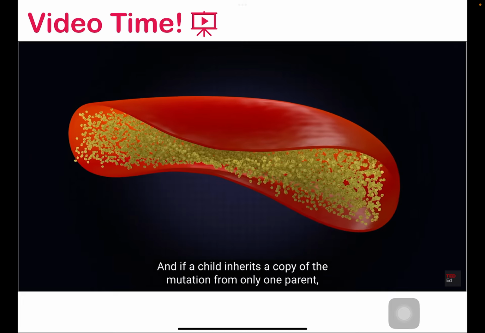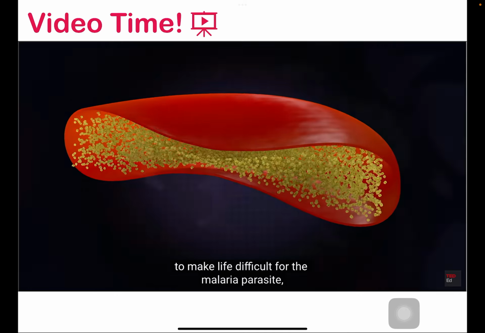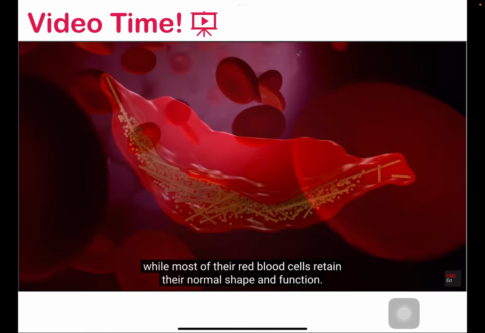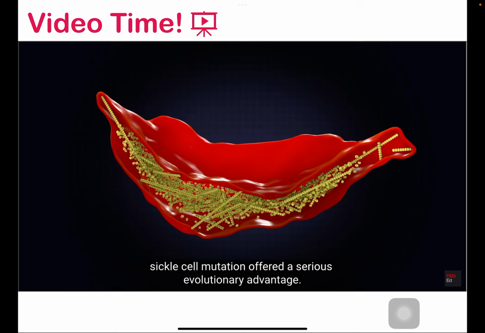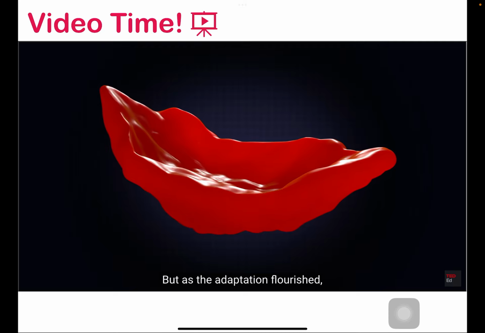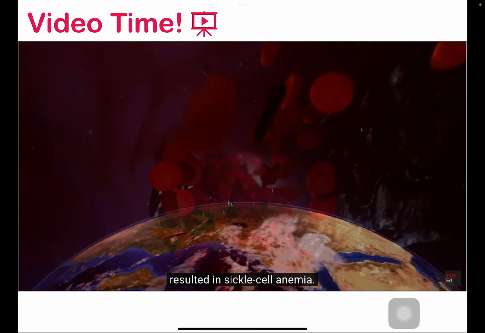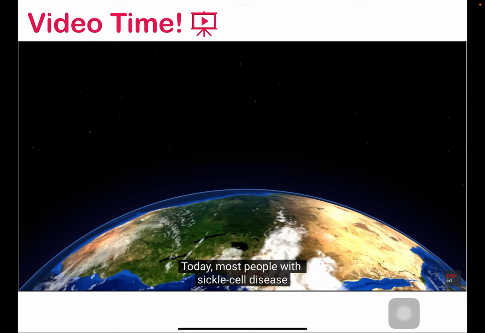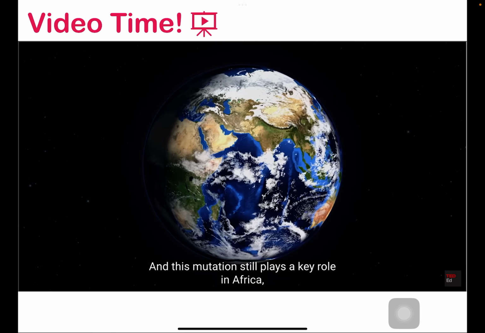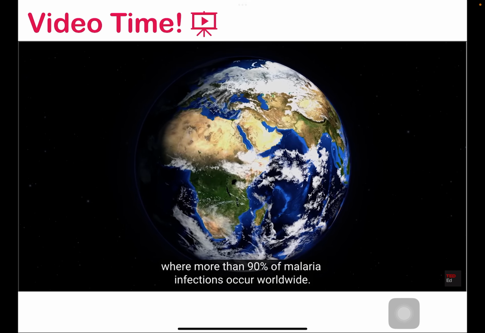And if a child inherits a copy of the mutation from only one parent, there will be just enough abnormal hemoglobin to make life difficult for the malaria parasite, while most of their red blood cells retain their normal shape and function. In regions rife with this parasite, sickle cell mutation offered a serious evolutionary advantage. But as the adaptation flourished, it became clear that inheriting the mutation from both parents resulted in sickle cell anemia. Today, most people with sickle cell disease can trace their ancestry to a country where malaria is endemic. And this mutation still plays a key role in Africa, where more than 90% of malaria infections occur worldwide.